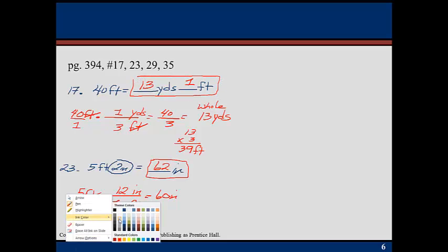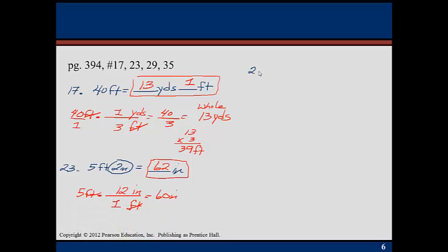All right, number 29. Now it says perform each indicated operation. Simplify the result if possible. And for 29, we have 3 feet, 10 inches, and we're adding to it 7 feet, 4 inches. So remember to line up your units. So we got 3 feet, and then we have our 10 inches, and we're going to say plus 7 feet and 4 inches.